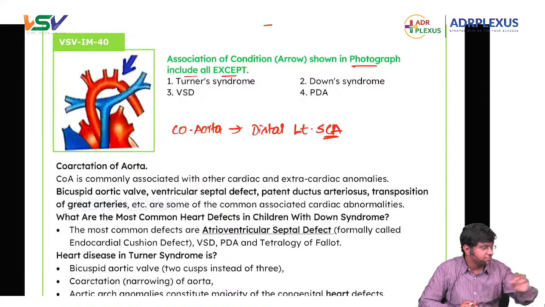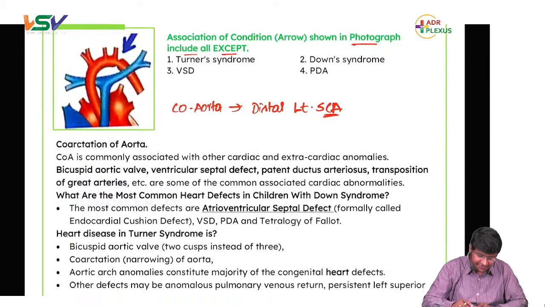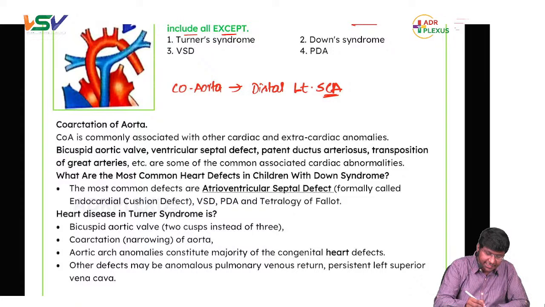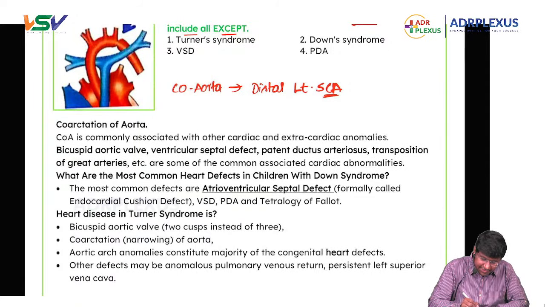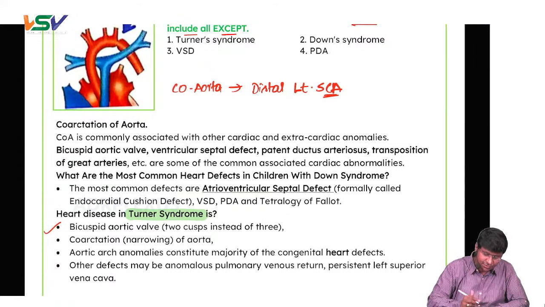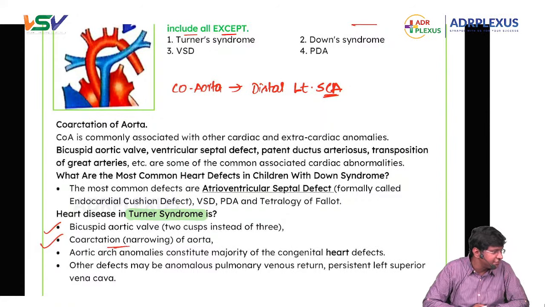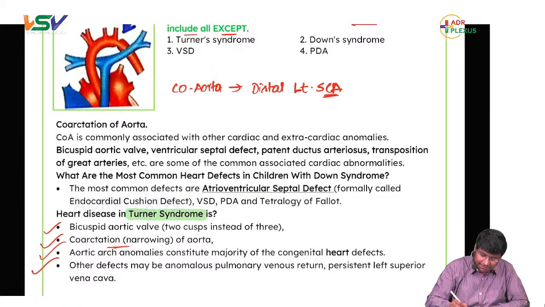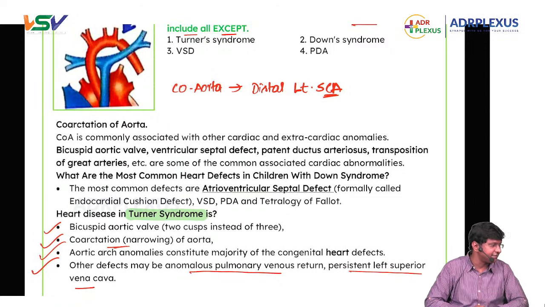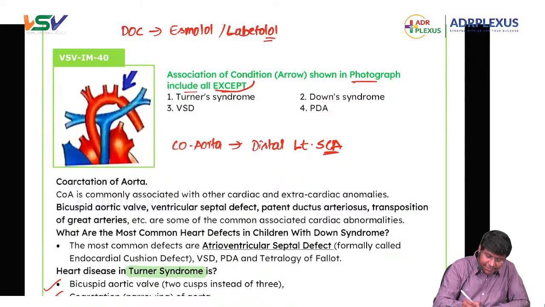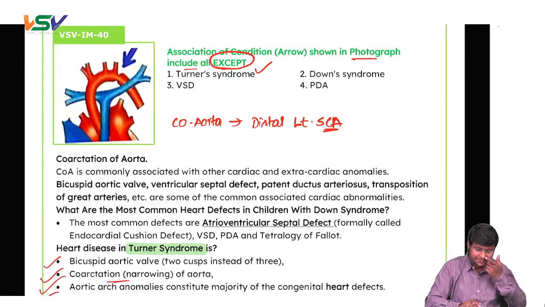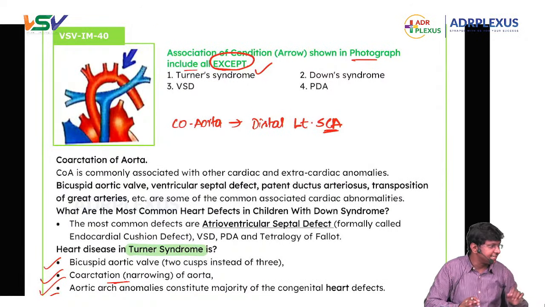So tell me, in which scenario you don't have this coarctation of aorta distal to the left subclavian artery? Right. You take in case of the Turner syndrome. What are all there in the Turners you see here? In Turners, you will have bicuspid aortic valve that will be causing aortic stenosis. Coarctation of aorta, it's a part of your Turner syndrome. Aortic arch anomalies are the part of the Turner syndrome, and anomalous pulmonary venous connections and persistent left superior vena cava, they are the part of Turner syndrome. So the question asked is except. So in Turner's you have the presence of the coarctation of aorta.